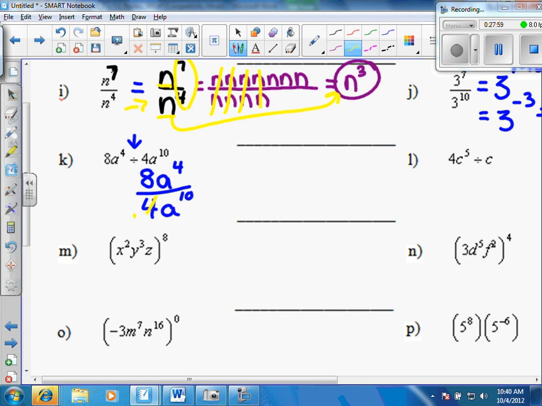And then let's work through reducing. 4 goes into itself once, and it goes into 8 twice. So we can rewrite this now as 2a to the 4th over 1a to the 10th. Now we have more a's in the denominator. We have 6 more a's in the denominator than we do in the numerator. So we rewrite this one more time as 2, and 4 of these a's cancel out with 4 of these a's, and there's 6 left. So 2 over a to the 6th power is your final answer.